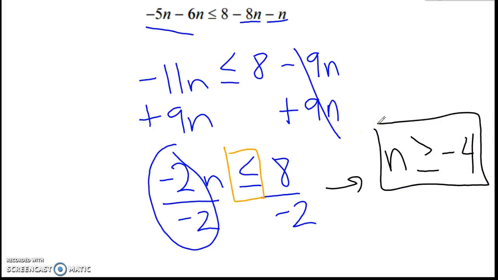Okay. So essentially we solve these the exact same way as equations. We are going to try to get the variables by themselves. And after we get those variables by themselves, we are done. The only difference is we have to make sure that when we divide by a negative number, this sign is going to flip. So try some of these problems.